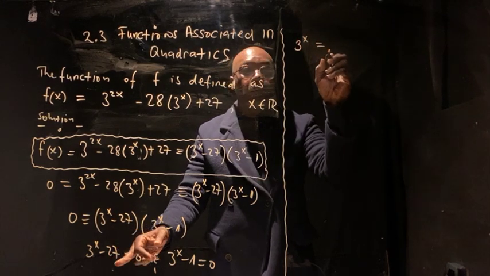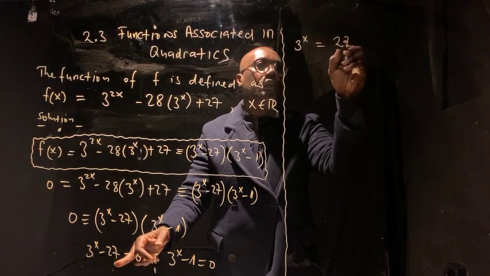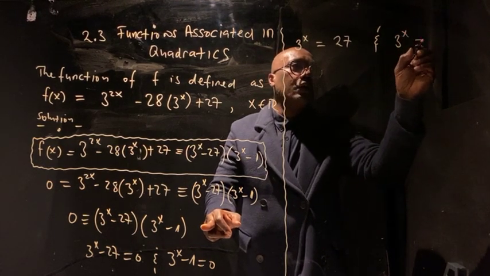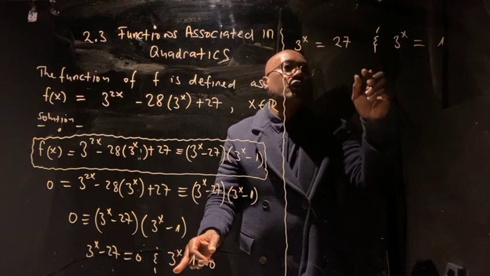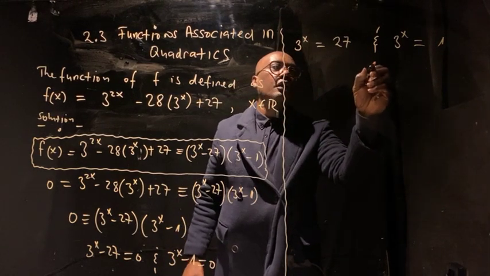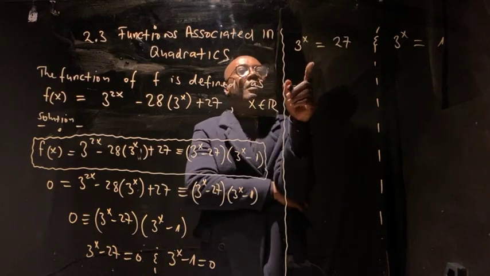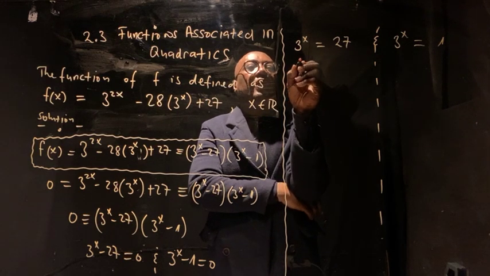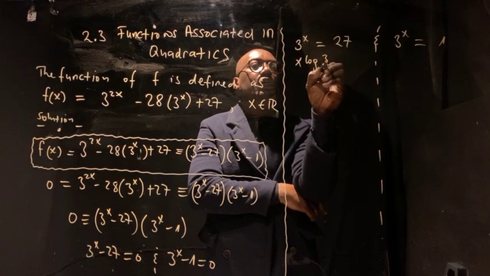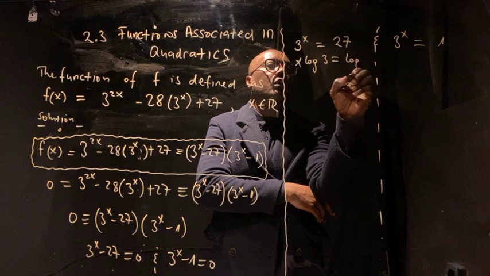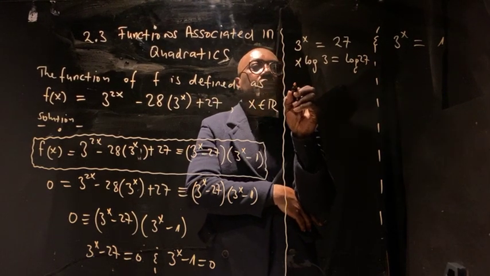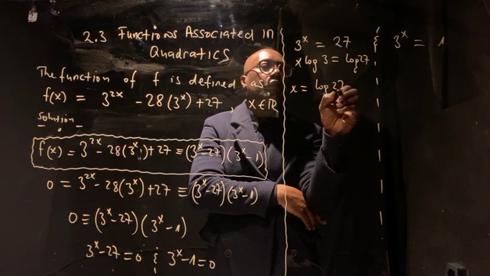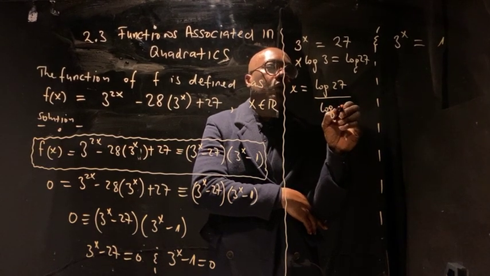It becomes 3 raised to the power x equals 27. And the other one is 3 raised to the power x equals 1. So we are solving these two equations. To solve for the value of x, we have to take logarithm on both sides. In that case, it becomes x log 3 equal to log 27, making x the subject, so x equals log 27 over log 3.